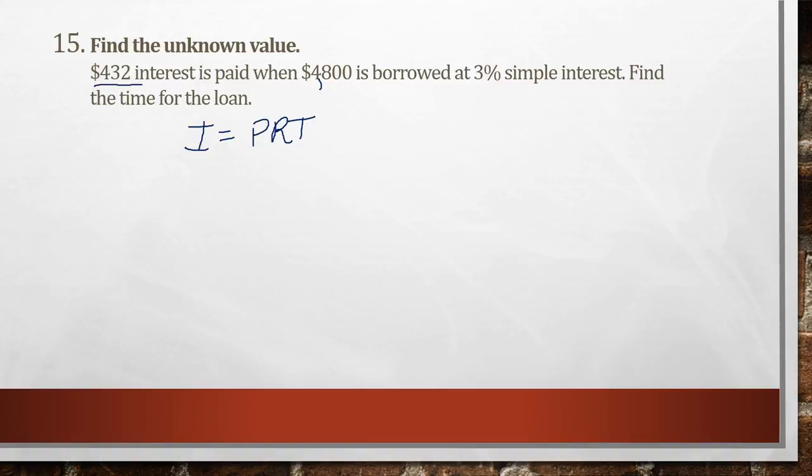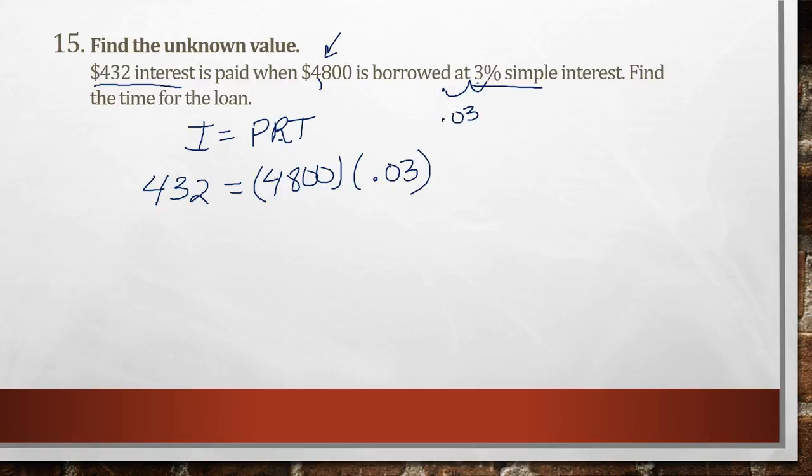So it says that 432 is our interest. So that will go first. Equals P, so that's the principal in this case, which is 4,800. That's the amount borrowed. The rate, let's see, do we have rate here? We do, 3%. So we change 3% to a decimal, move it over 2 places to the left. So it's 0.03. So we plug that in right here. And then it says find the time. So time is the one that we don't know.